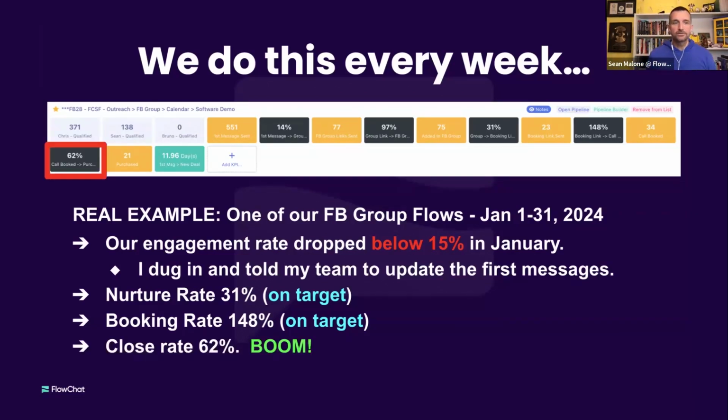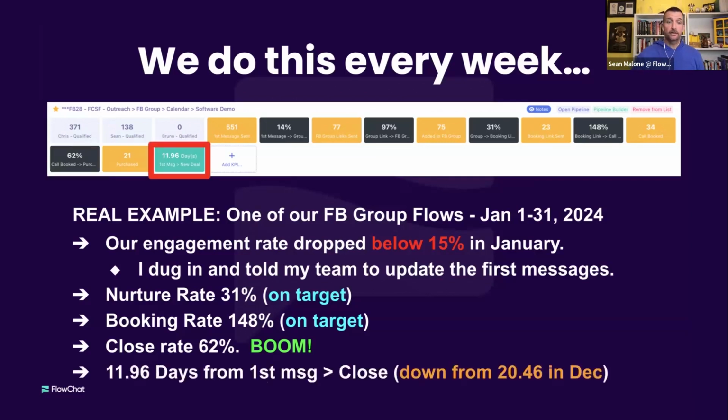And check that out. Close rate, our team closing rate. Now I have a sales team, is 62%. What if your nurture sequence was so good that your business could close at 62%, right? That's insane. And then lastly, look at this. This pipeline for us, it takes 11.96 days from the first message being sent to a closed deal. And this is down from 20 days to 11 days in a single month.